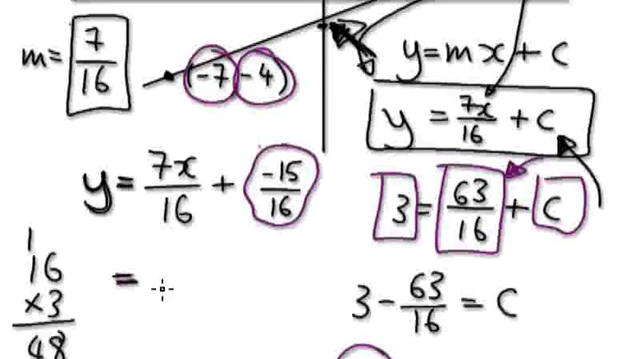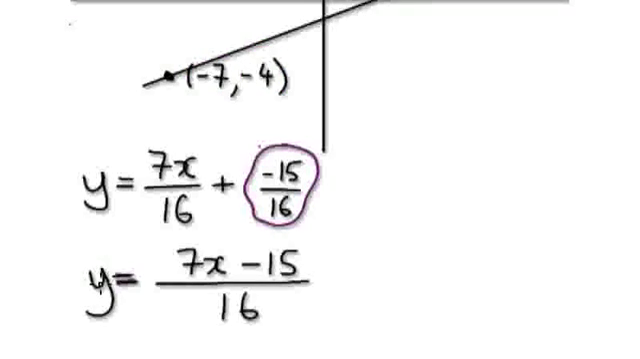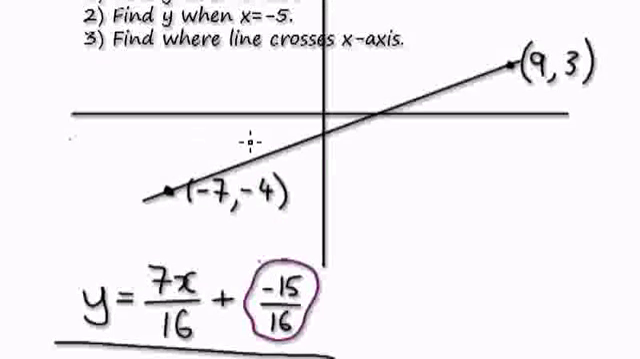The two denominators would be the same, so that would be 7x minus 15 over 16. Okay, so this will be our final equation. Let me just tidy this up. So this bit here is our final equation for this line.